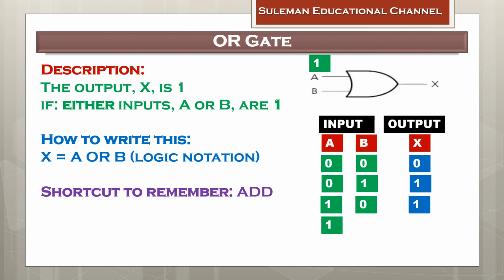If A equals to 1 and B equal to 1, then the output X will be 1. 1 plus 1 equal to 2 in normal addition, but over here we are considering it to be 1 because we are talking about binary value which is 0 and 1.